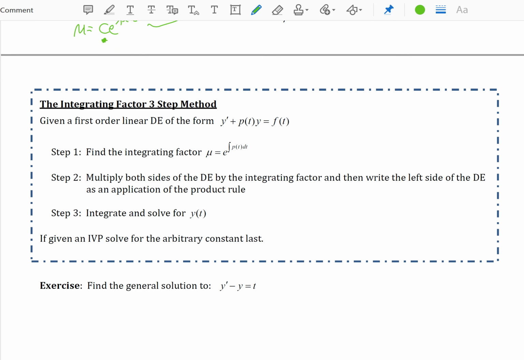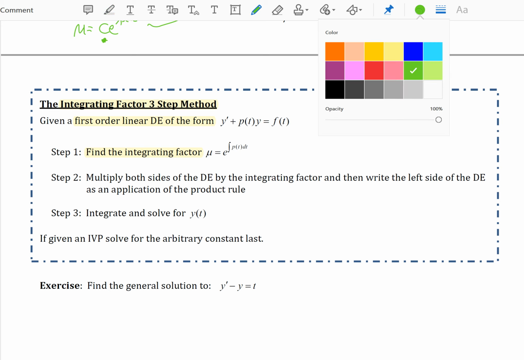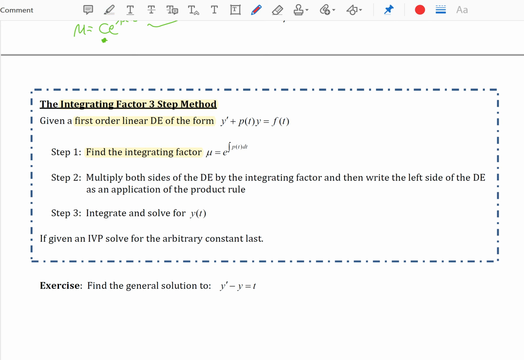The integrating factor three-step method that I want to use to solve our first-order linear differential equations. So given a first-order linear DE of the form y prime plus p of t y equals f of t, we are going to find this integrating factor. Step one, we'll just find our integrating factor. Notice when we're looking for the integrating factor, we're always going to be integrating p of t, which is just the coefficient of y.